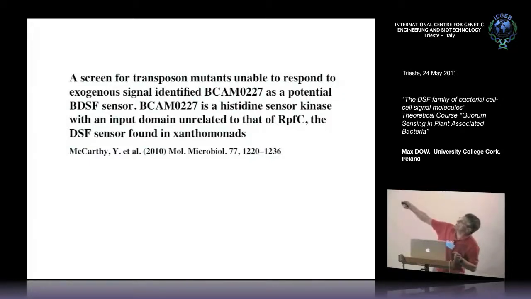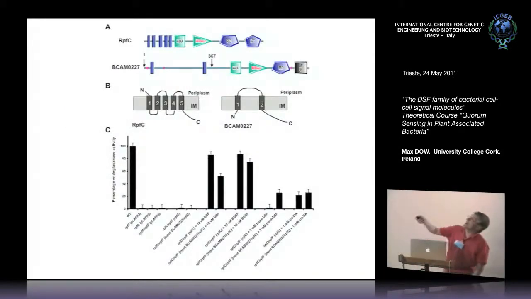And one of these was a sensor kinase, BCAM0227, a histidine sensor kinase, which has an input domain unrelated to RPFC, the DSF sensor in Xanthomonas. To see how unrelated it is, here we have RPFC again, predicted to have 5 transmembrane helices. And this is BCAM0227, with only 2 transmembrane helices and a large periplasmic loop.